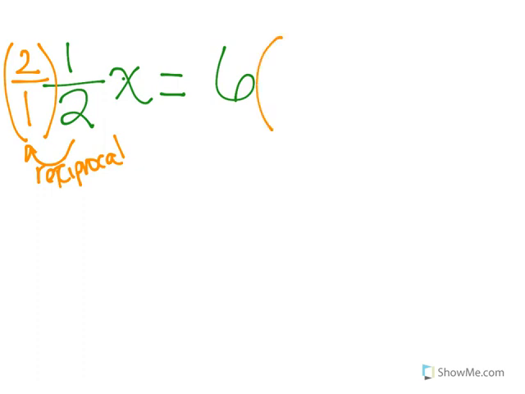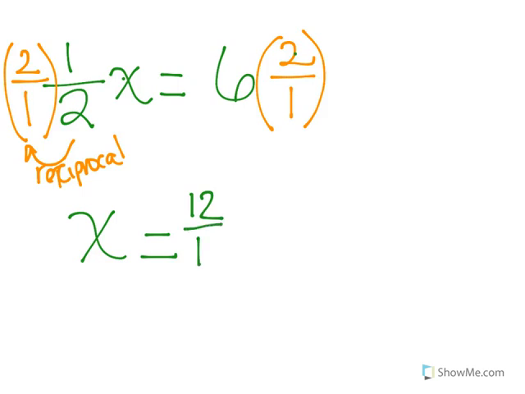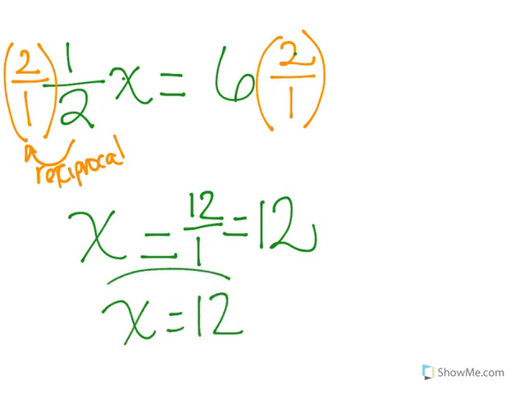That's the inverse. So I'm going to multiply both sides by 2 and divide by 1. x is going to equal 6 times 2 is 12. Divide by 1 equals 12. So x equals 12. Okay, that's one-step equations.